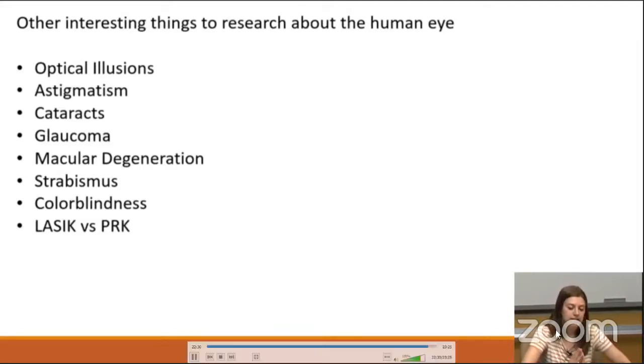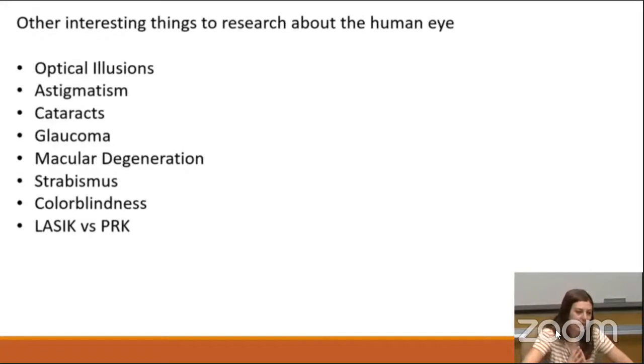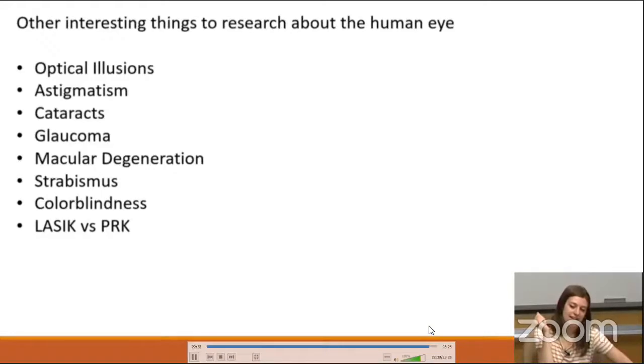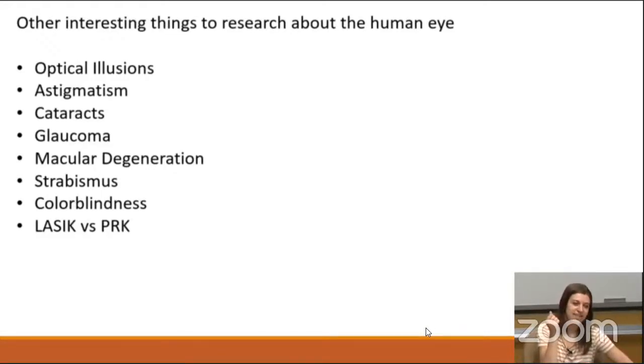And LASIK. LASIK is laser eye surgery where they cut a flap into your cornea and then they change the shape, basically, of your cornea so that if you're myopic or hyperopic, usually they do it with myopic people, you can see without wearing glasses. Remember we were talking about how changing your lens shape will change where it's focusing. Well, they change your cornea shape and it has the same effects so that you can see without glasses.